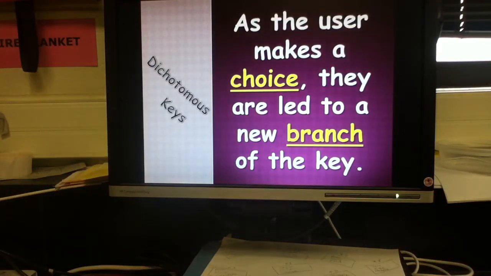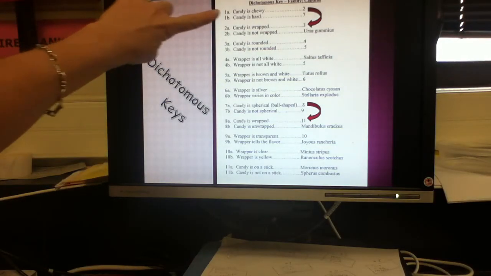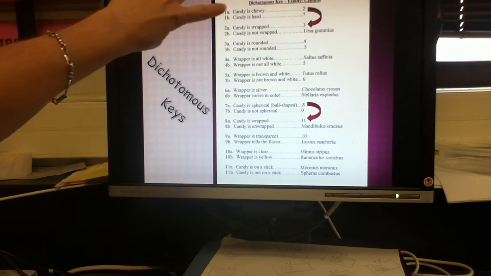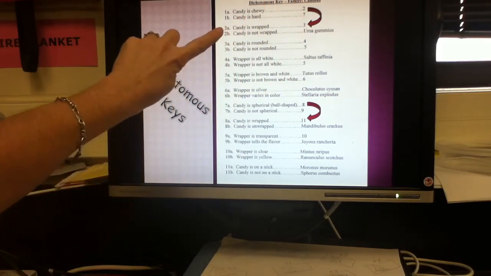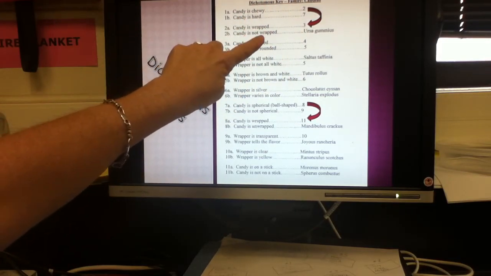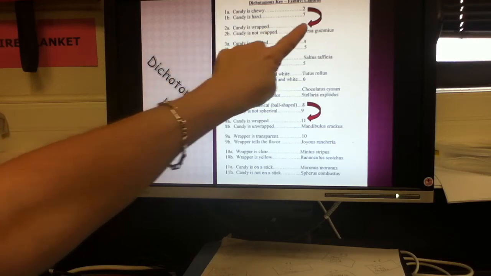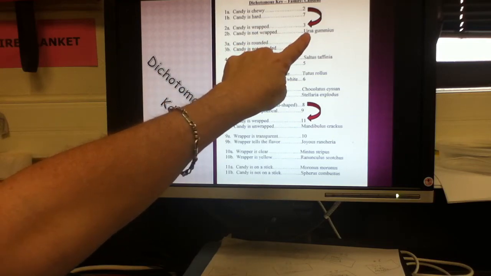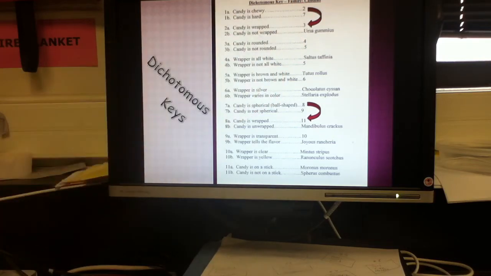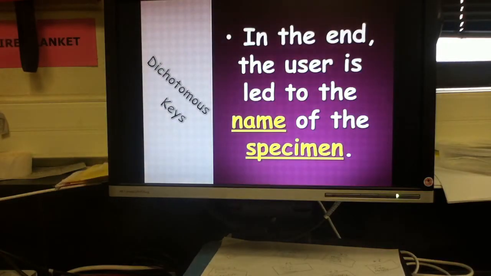As the user makes a choice, they are led to a new branch of the key. Such as, if you chose that your candy you're looking at is chewy, it's going to tell you to go to statement 2 and then decide if it's wrapped or not wrapped. If it's wrapped, you would then move on to step 3. If it were not wrapped, then you would have the name of the candy, which would be Ursa gummius. In the end, the user is led to the name of the specimen.